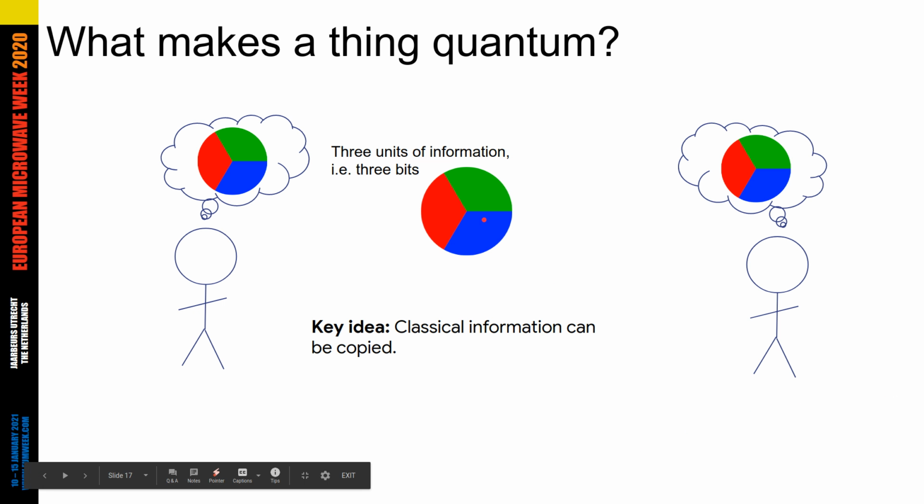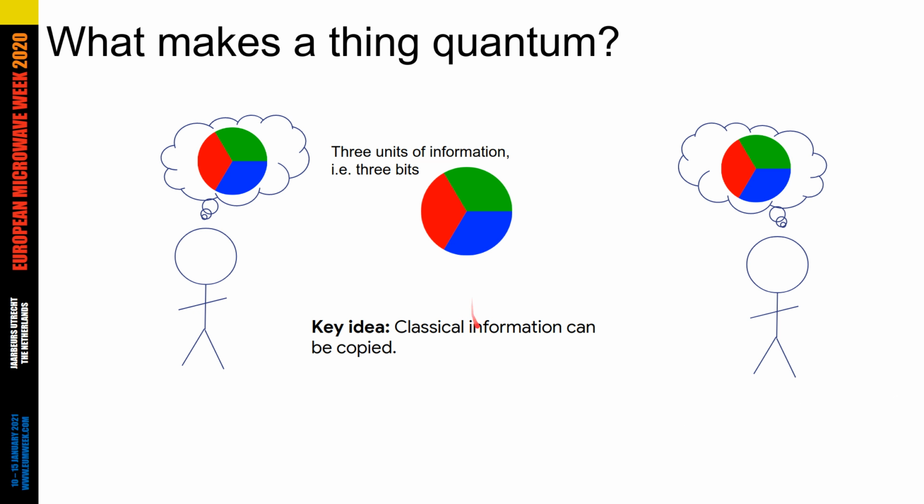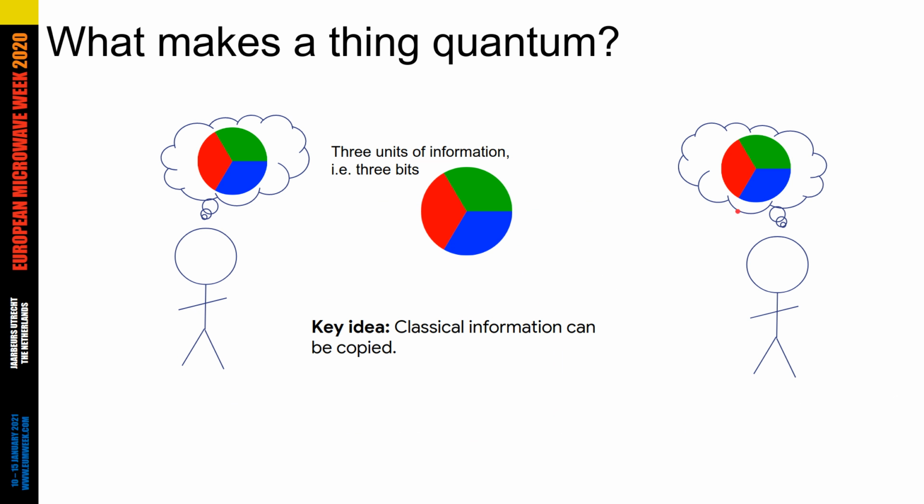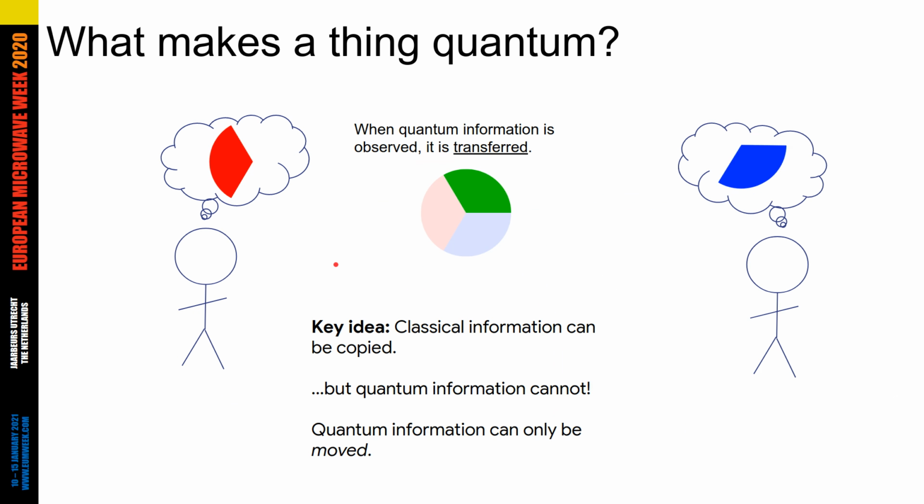In classical physics and in conventional computing, information can be copied. If there's a color wheel here and two people look at it, both of them can gain perfect information about the color wheel, represented here by the fact that they have the color wheel in their minds. However, in quantum mechanics, information cannot be copied.